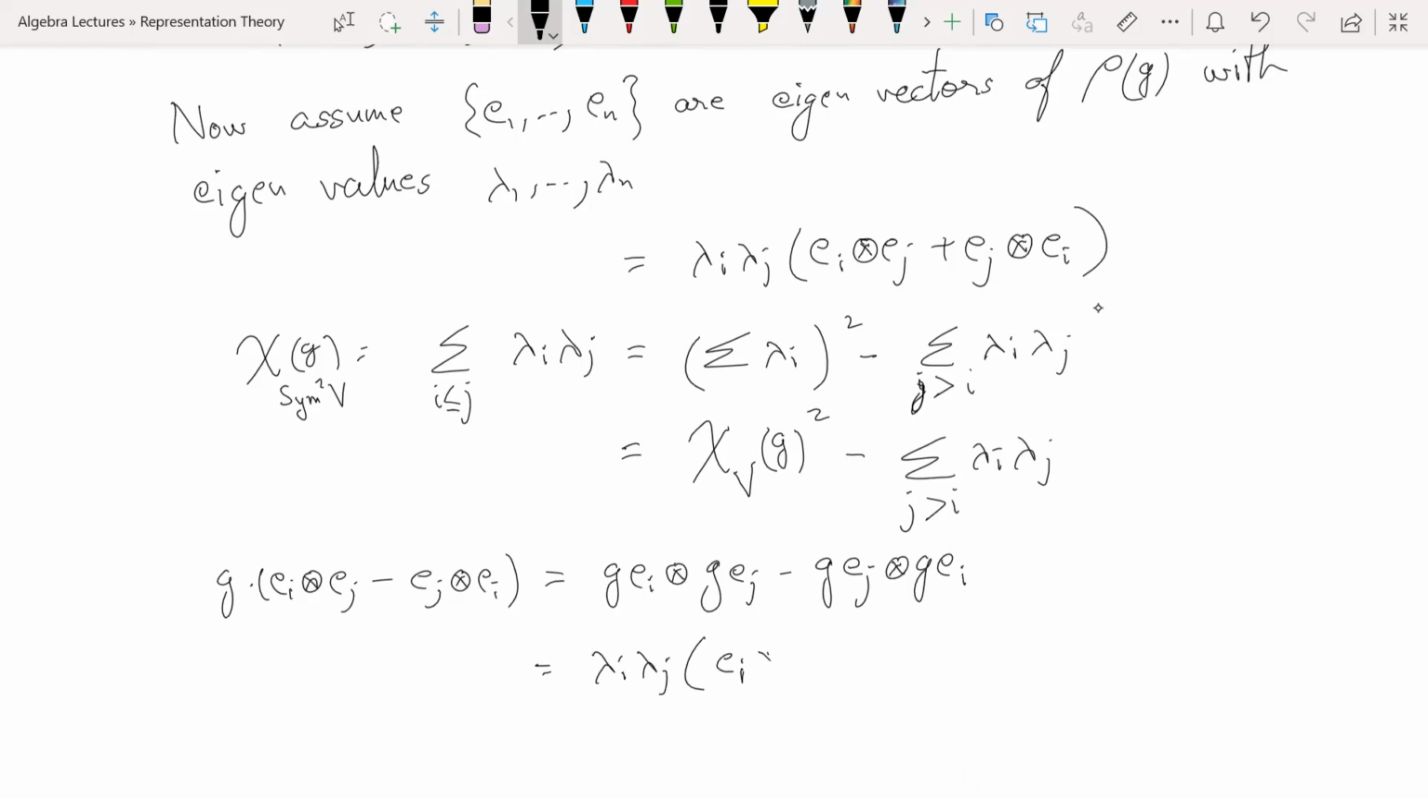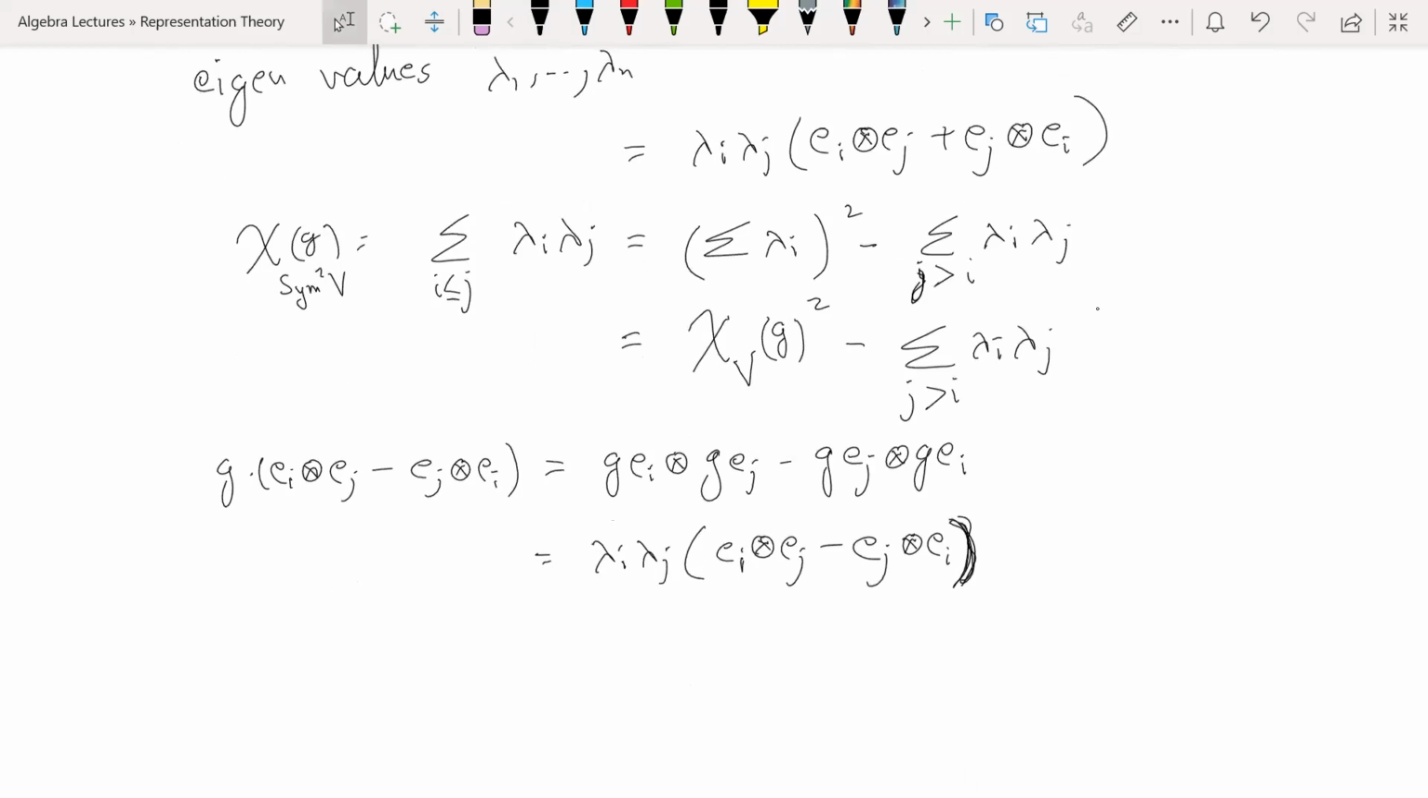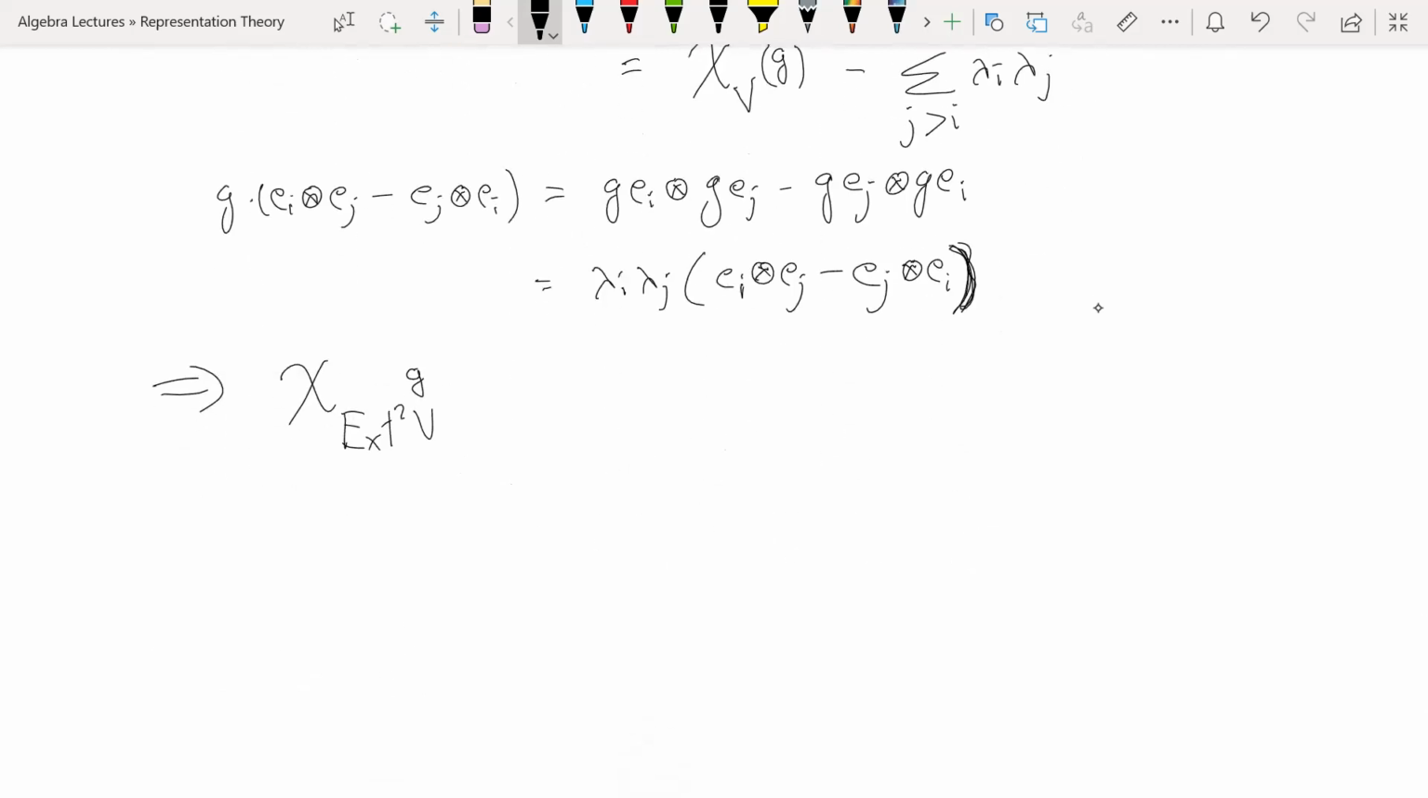So e_i tensor e_j minus e_j tensor e_i. Again, this basis happens to be a basis of eigenvectors for the G action. So that tells you that chi of the sub-representation generated by these, wedge square of V, evaluated at g is a sum of the eigenvalues, and the eigenvalues are lambda_i lambda_j.